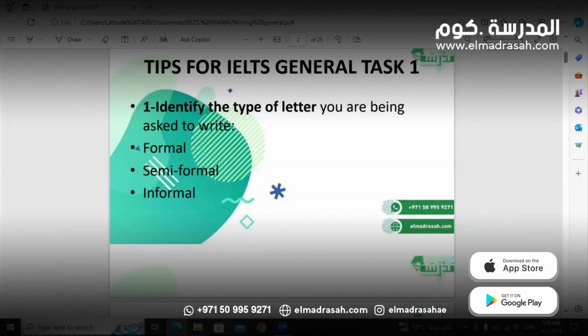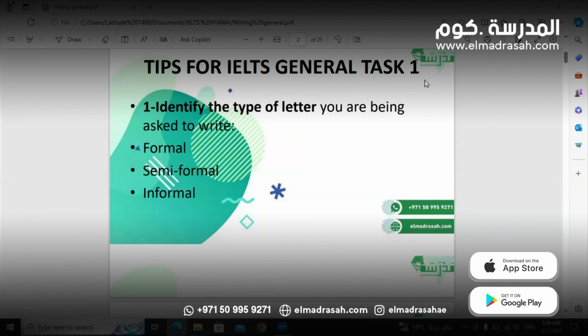In the general IELTS, the section of writing is different because it contains 2 tasks. Task number 1 will be about writing to respond to a situation by writing a letter. For example, requesting information or explaining a situation that happened to you. So it will be writing a letter.